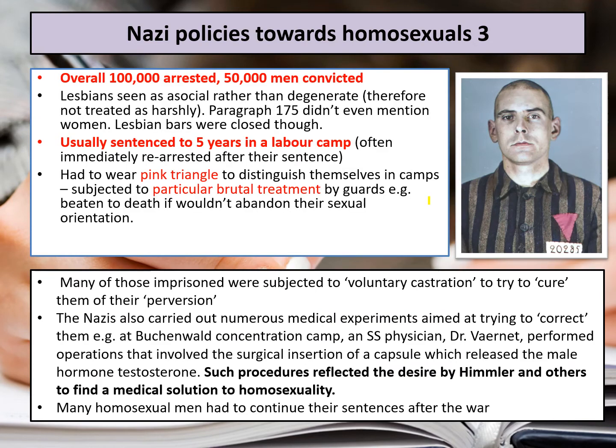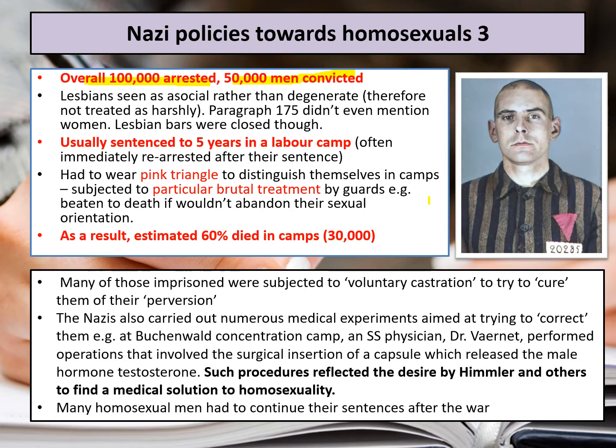So we've already mentioned the key statistic that it's really important you remember. I'm going to say it again just so you make sure you remember this one. Overall, 100,000 homosexual people, or people that were at least accused of being homosexual, were arrested in Nazi Germany. About 50,000 of them were convicted and then sent to a labour camp.